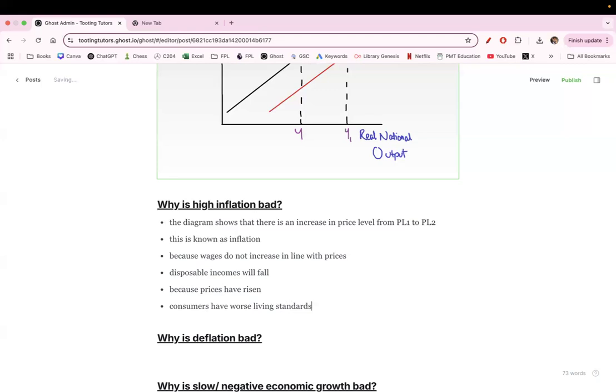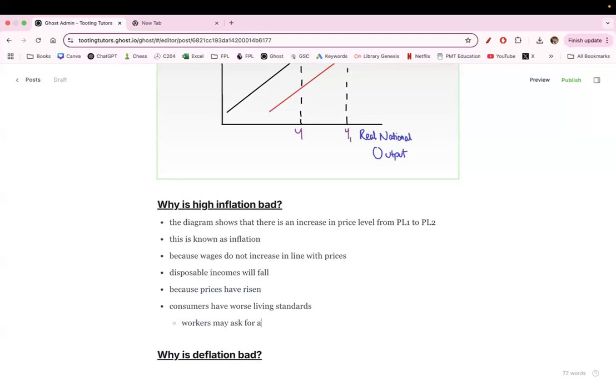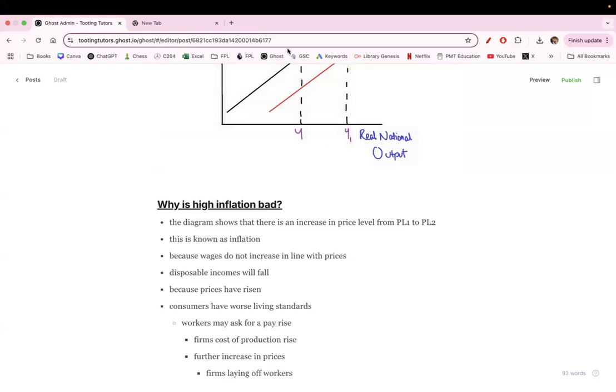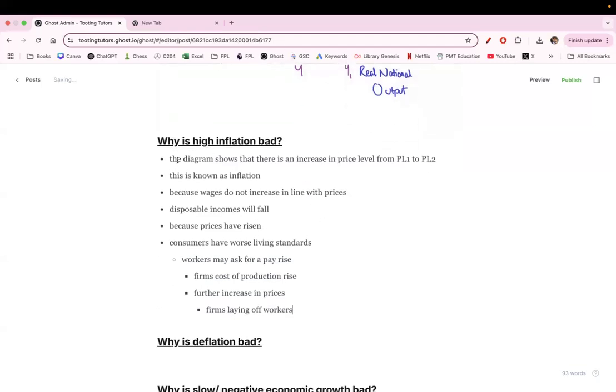We can expand on it even further as well if we want to, depending on the question. We can explain how workers may ask for a pay rise, and this could either lead to firms' cost of production rising, and then that could lead to further increase in prices, or it could lead to firms laying off workers. So we can understand all of this, and then depending on the question, we can decide where to stop.